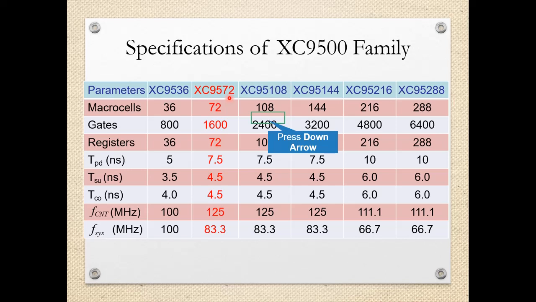So here 36 macro cells are there and gates are 800 kilo gates. So this is in kilo gates, number of kilo gates. For 9572 the number of kilo gates are 1600. And these are the other performance specifications like number of registers, then the delay times are also specified, operating frequency. These are the different factors. So based on these factors, a particular chip can be selected for the required application.